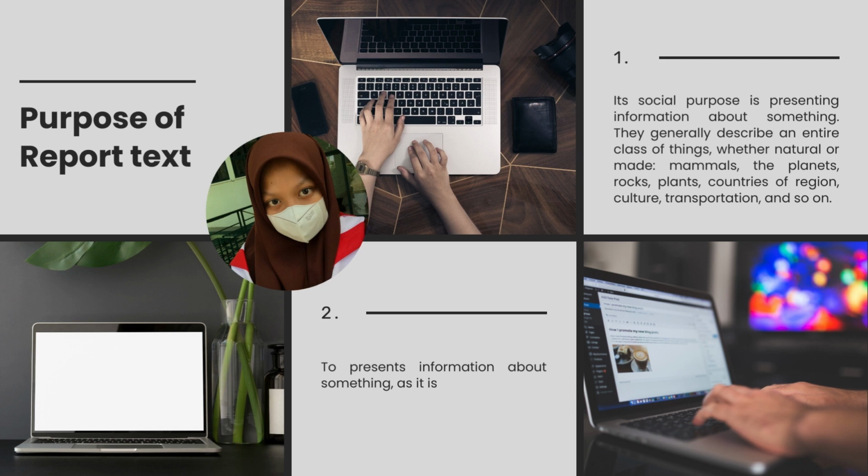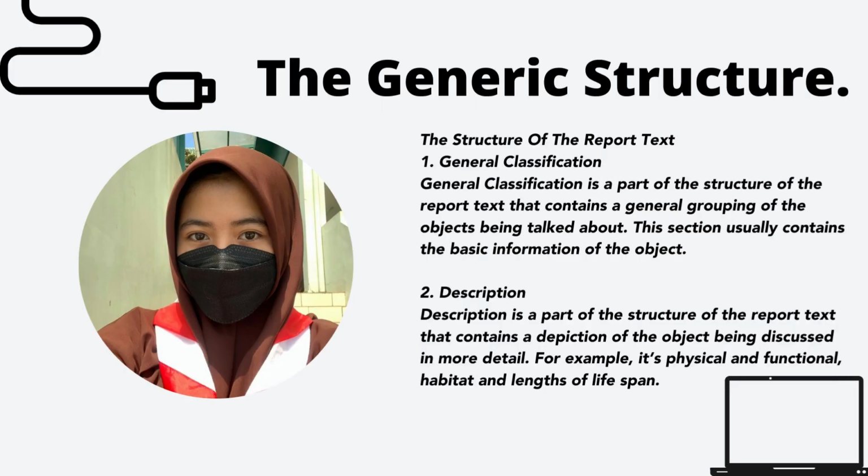They generally describe an entire class of things, whether natural or made. Mammals, the planet, rocks, plants, countries of region, culture, transportation, and so on. 2. To present information about something as it is. The structure of the report text. The first is general classification.